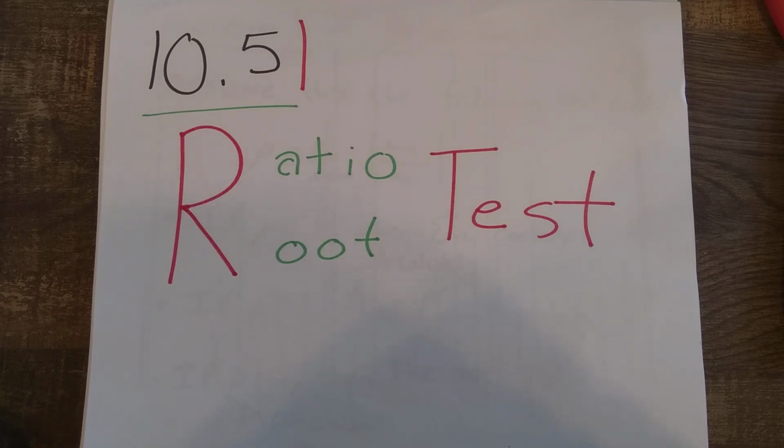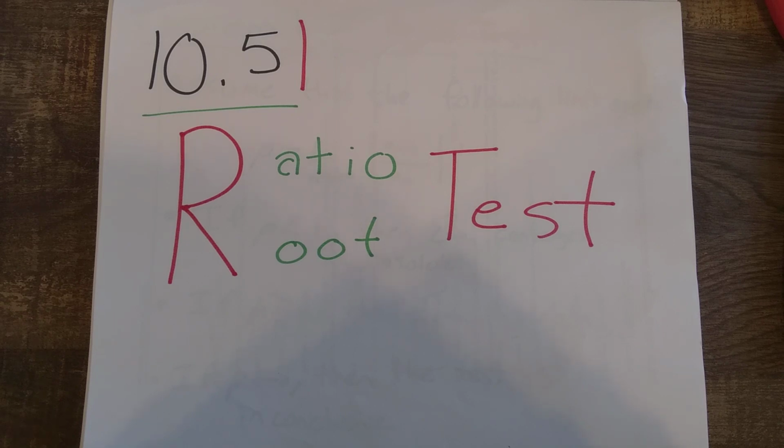Section 10.5. So far in this chapter, we've spent the last several sections looking at various tests for determining convergence or divergence of series. We've seen the integral test. We've seen a couple different comparison tests. We've seen the alternating series test, among others. I know I'm omitting some.